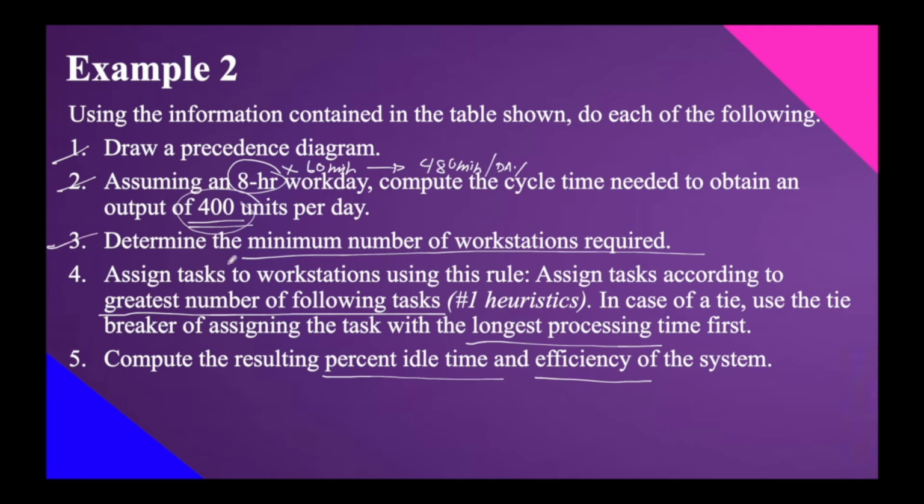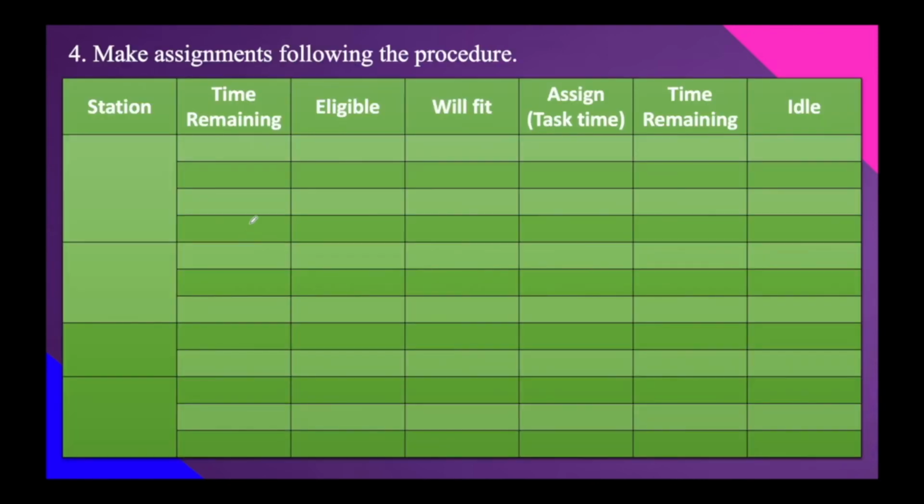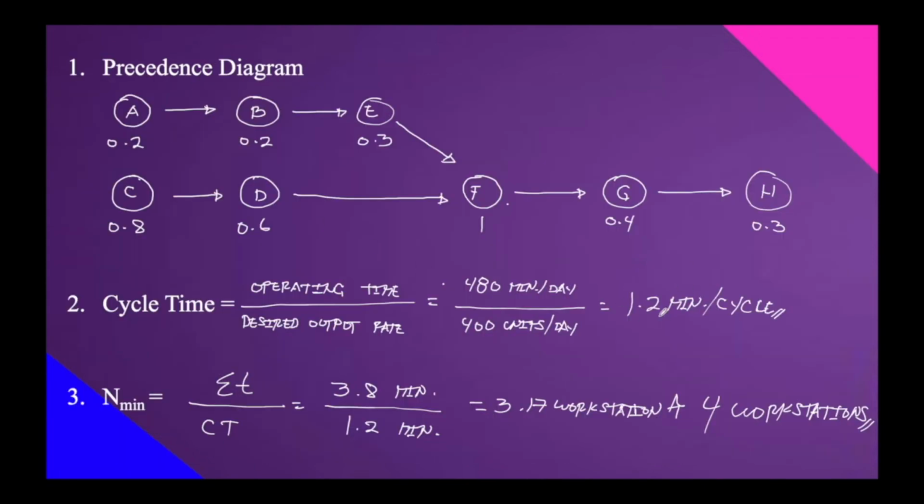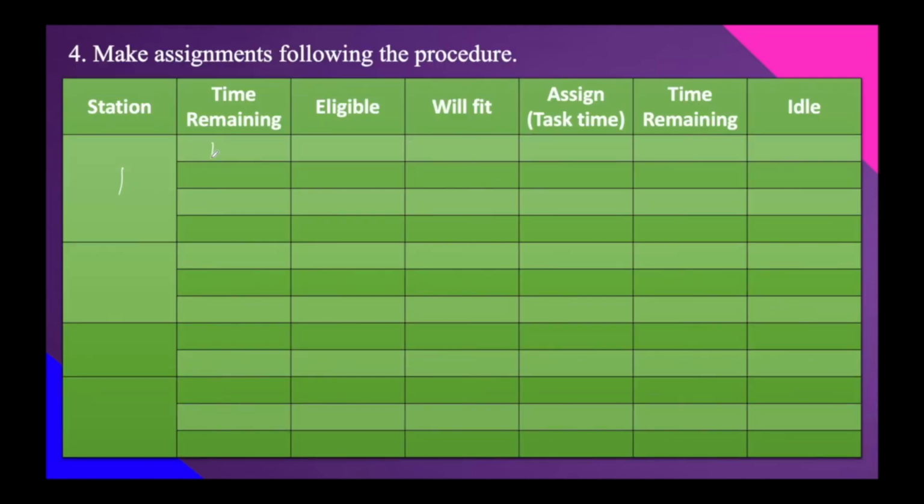So, let's start now the assigning of the task per workstation using the first heuristics that we have. Okay, so let's start po. So, station 1. Okay, time remaining, sabi natin doon, we have 1.2. Tama? Ito po siya. 1.2 cycle time per workstation. Yung kanina, sa first example natin, we have there a 1 minute per workstation na cycle time. Dito, 1.2. So, our time remaining is 1.2.